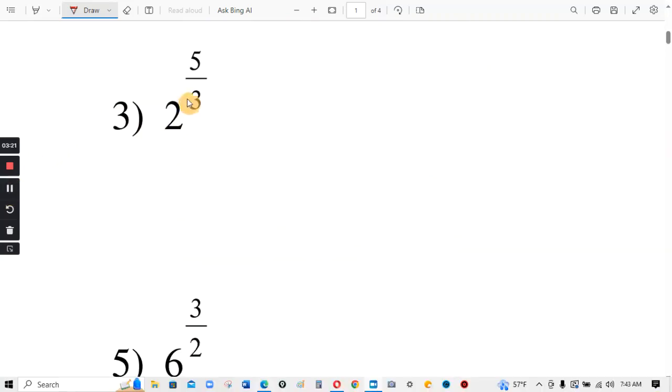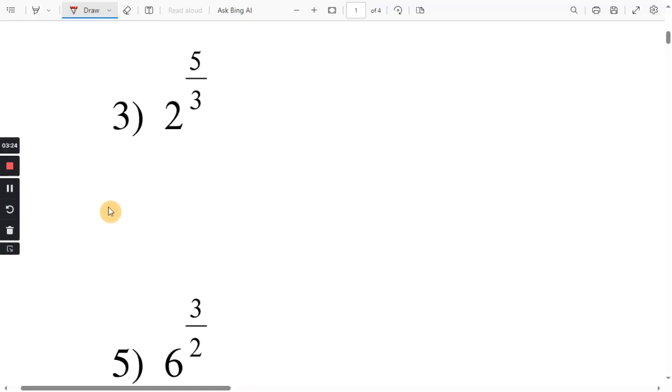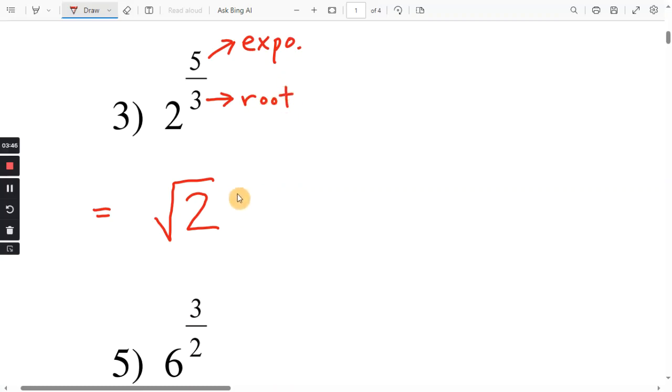All right, let's look at number 3. So we said at the beginning, we keep the base number, so we keep the 2, and we put that under the radical symbol. Okay, we said the numerator is going to be the exponent, and we said the denominator is going to be the root. So it's the third root of 2, and we put parentheses around it, and the exponent is going to be to the power of 5. So that's it right there.